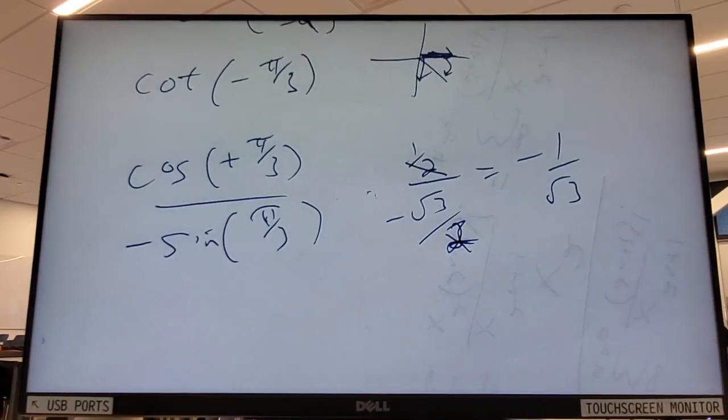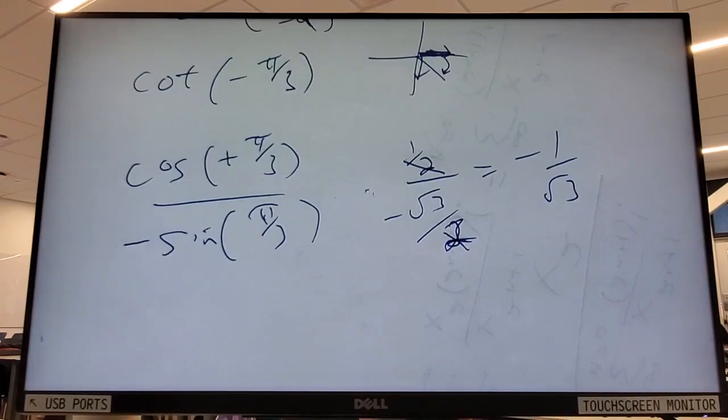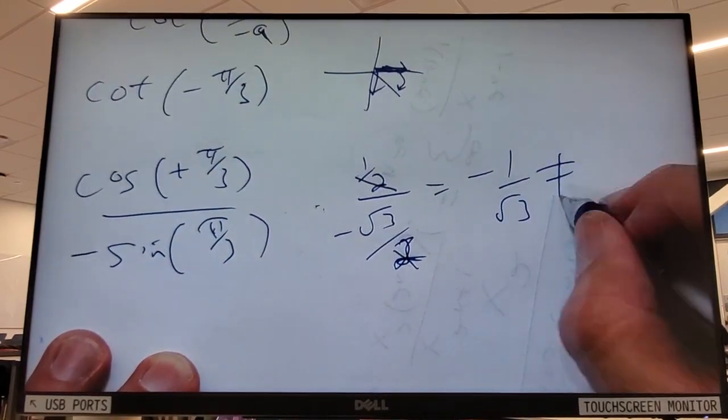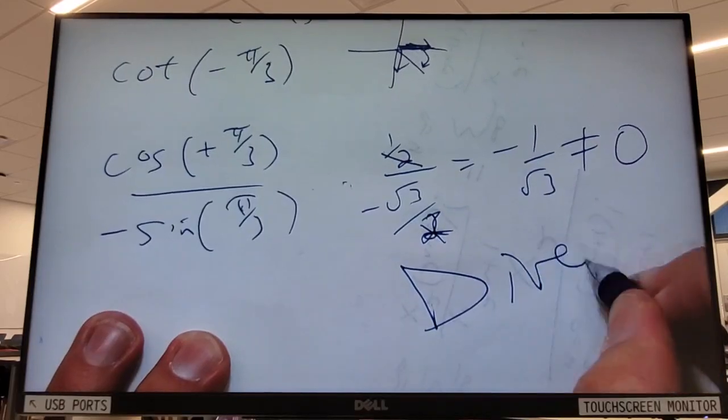Do you have to rationalize it? No, you don't, because I don't care what the answer is. All I need to know is that this is not 0, which means what? It diverges.